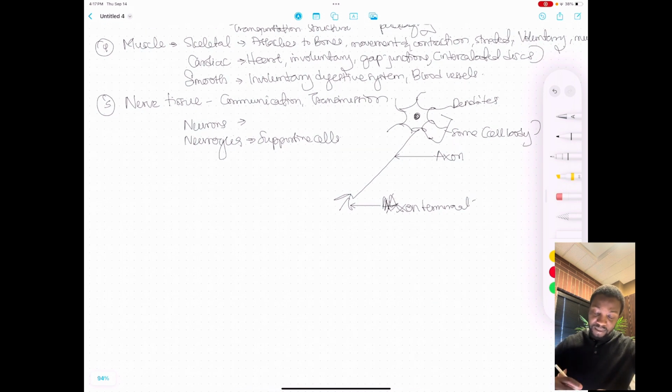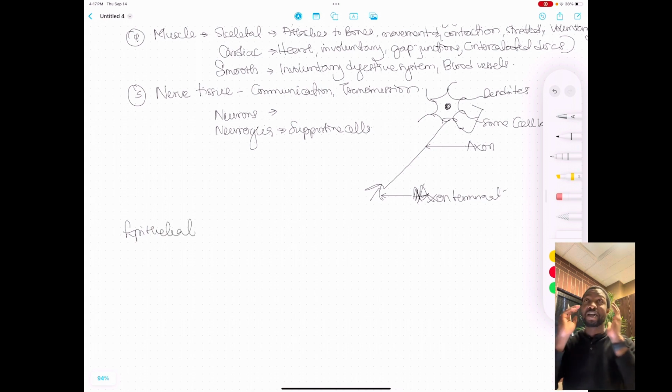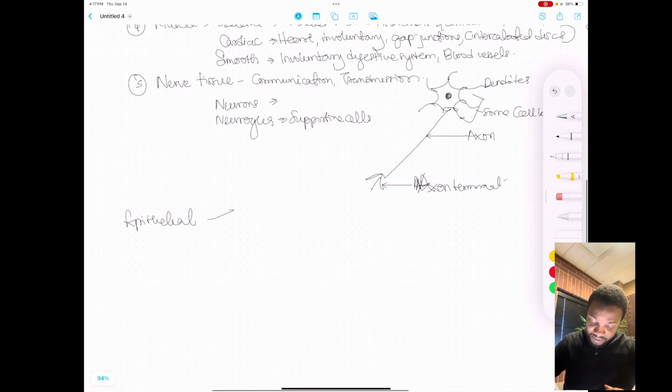Okay, let's go to epithelial tissue. You can classify epithelial tissue into 2 major types, or rather, based on 2 criteria. Number 1, shape. Number 2, layers. So, 3 shapes. You've got flat, which is called squamous.